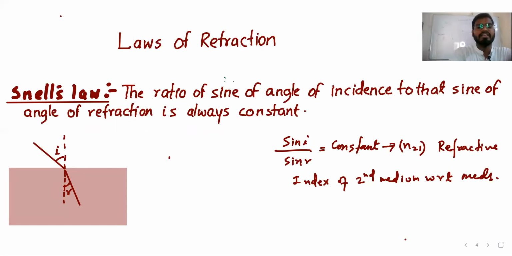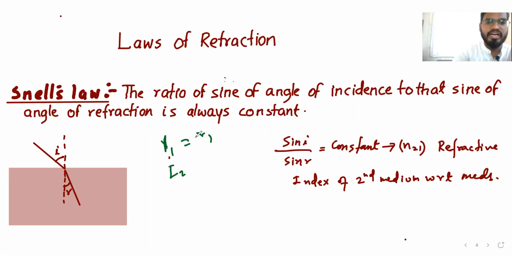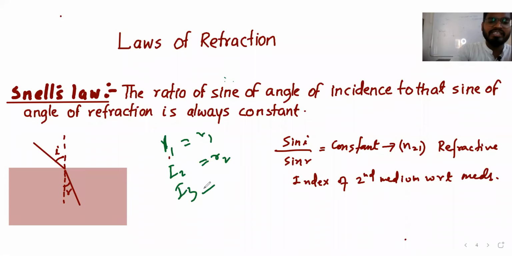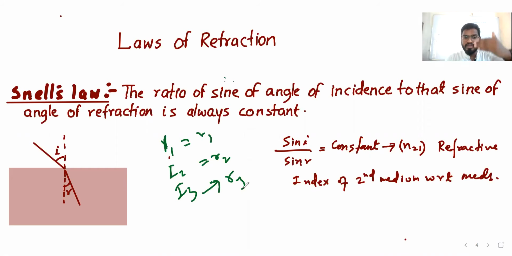Let's see how we are saying. Suppose first we took I1, and they saw that there is R1, right? Then they took I2, and they saw R2. Then they again took I3, and they got R3. Then they found the ratios I1 by R1, I2 by R2, and I3 by R3. Then they saw that the ratio is changing.